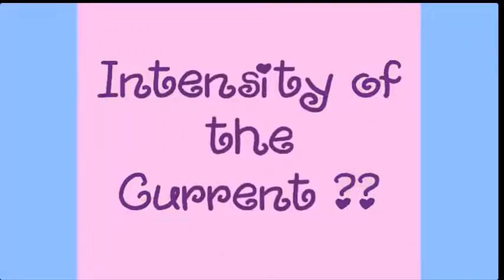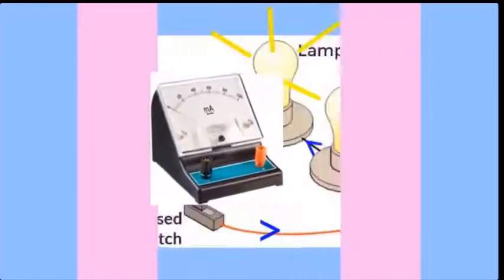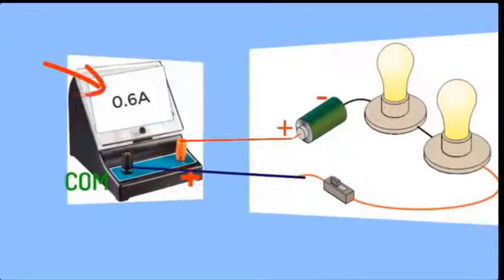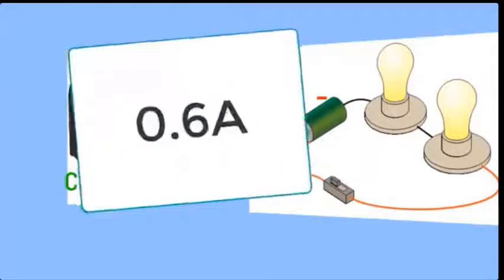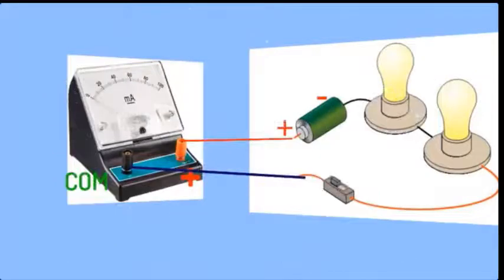To measure the intensity of the current, we have to use the ammeter. Let's connect the ammeter in the electric circuit: cut the wire and connect the ammeter in series. Take into consideration that you have to connect the positive terminal of the ammeter to the positive side of the dry cell and come to the negative side of the dry cell to get a positive reading. The intensity of the current is 0.6 ampere.